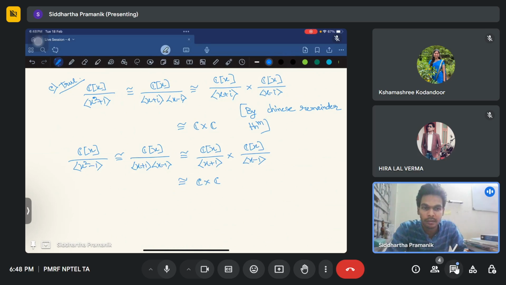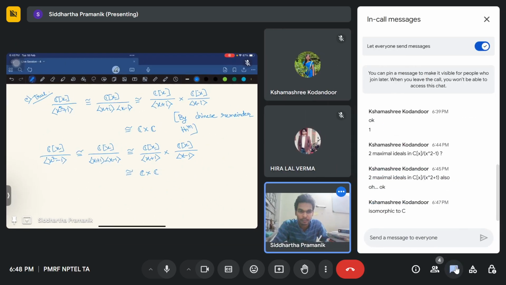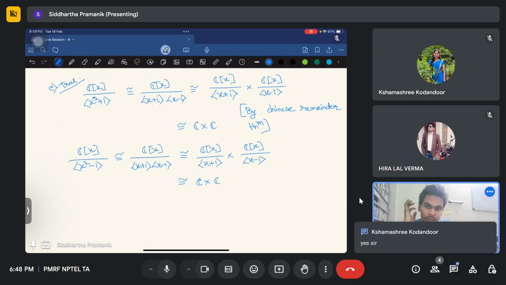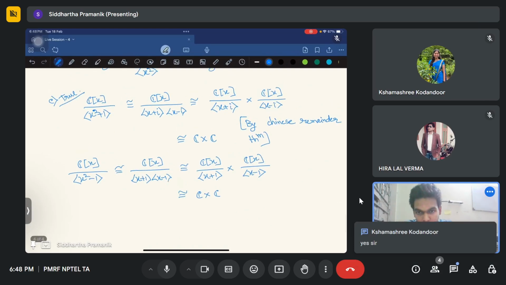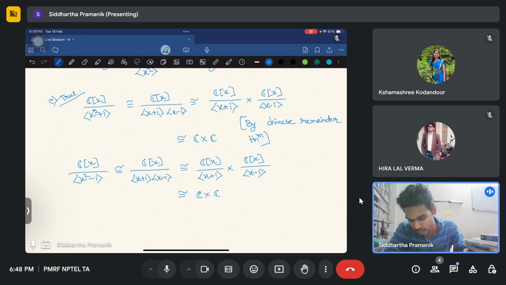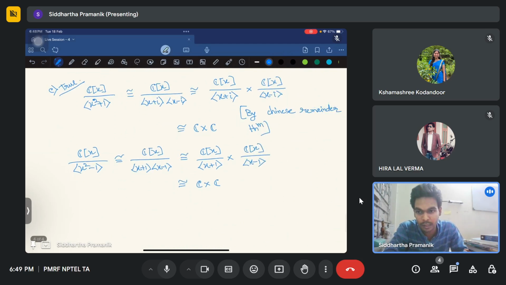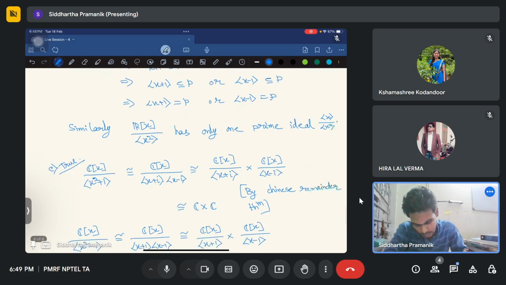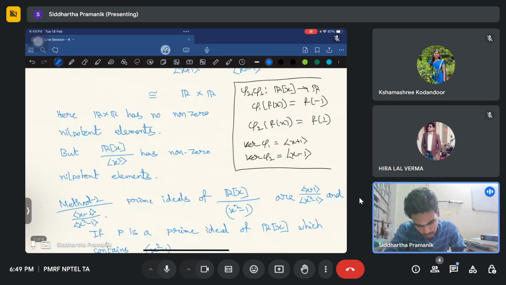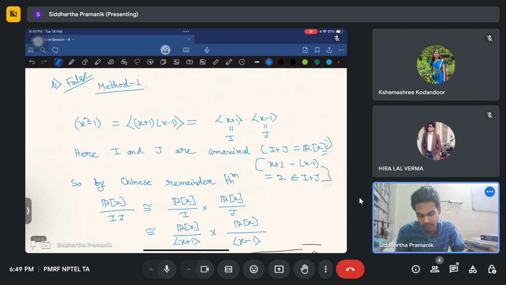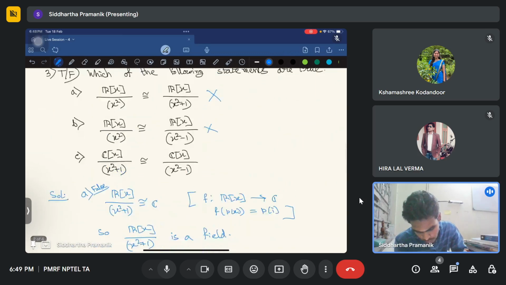So is it clear? Okay. If you have any doubt, you just go back in the video and take a look. Still, if you have any doubt, you can come back in the next problem solving session. You just have to use the Chinese remainder theorem and the correspondence theorem. That's the crux of these problems.